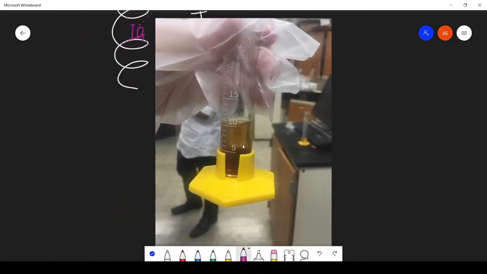So iodine's natural color is closer to orange. It's like a dark orange color, right? But if you react it with starch, it turns into this purplish color. I don't have a picture of it right now, but in essence, that's what you're looking for.